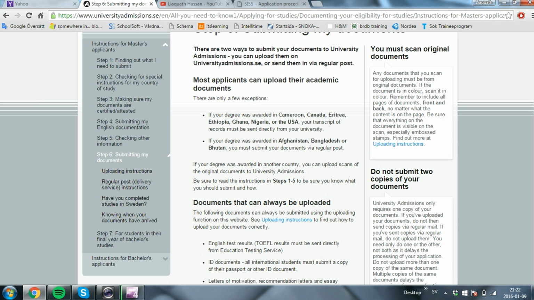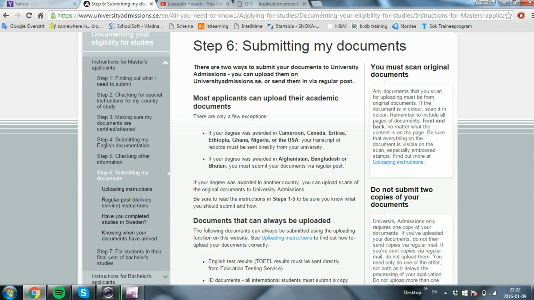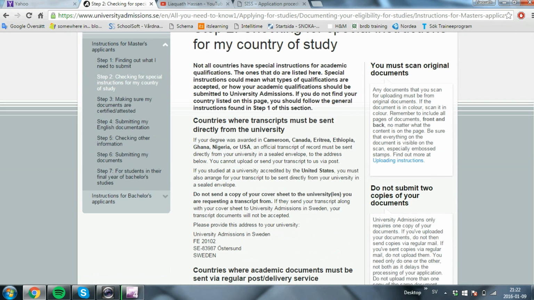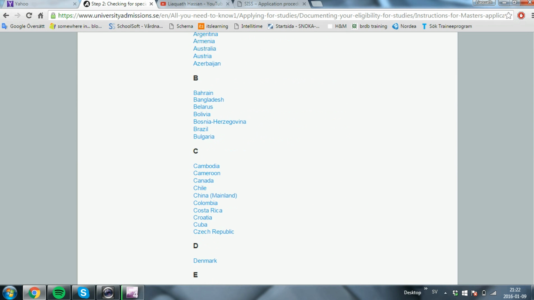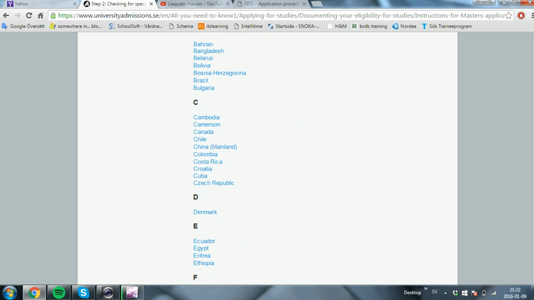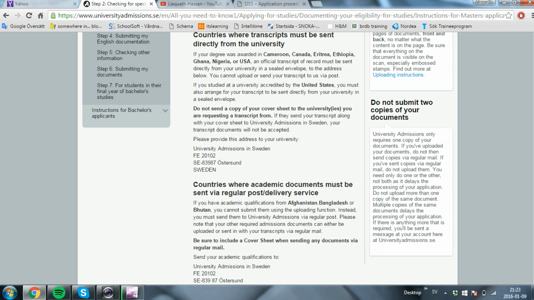For the documents, we have talked a lot about documents. There is some confusion, but as I mentioned, you should read the supporting documents page, checking for special instructions for your country. If you click on your country in the country list, you will see what they mean by 180 ECTS. That is the European Credit Transfer System. Some of you have asked: I have 163 credits in my bachelor, but the requirement is 180.